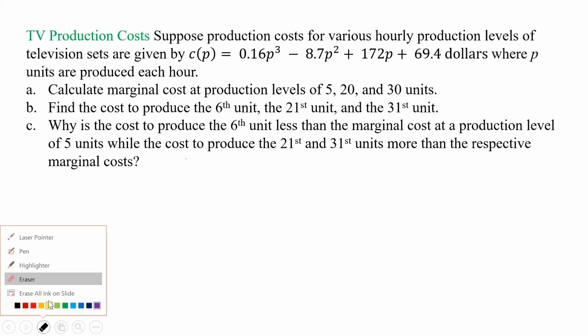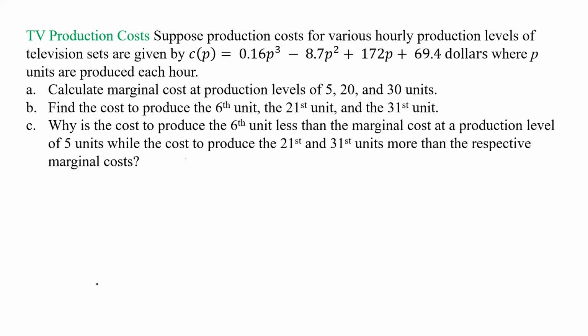All right, so here we have TV production costs. It says suppose production costs for various hourly production levels of television sets are given by C(p) equals 0.16p cubed minus 8.7p squared plus 172p plus $69.4, where p units are produced each hour. We're supposed to calculate the marginal cost at production levels of 5, 20, and 30 units. Then find the cost to produce the 6th unit, the 21st unit, and the 31st unit.